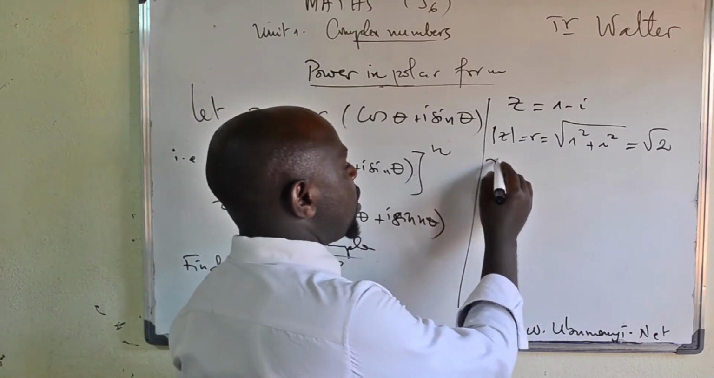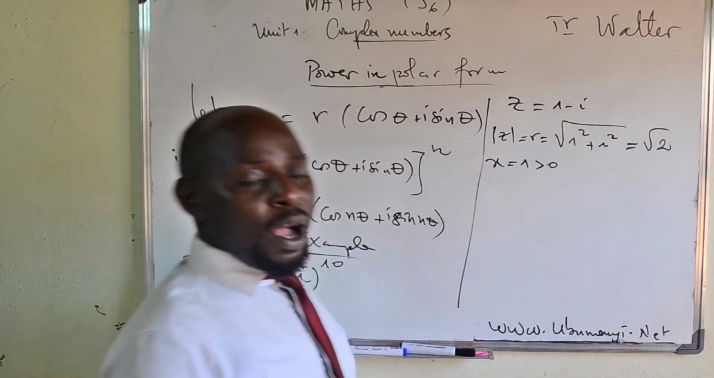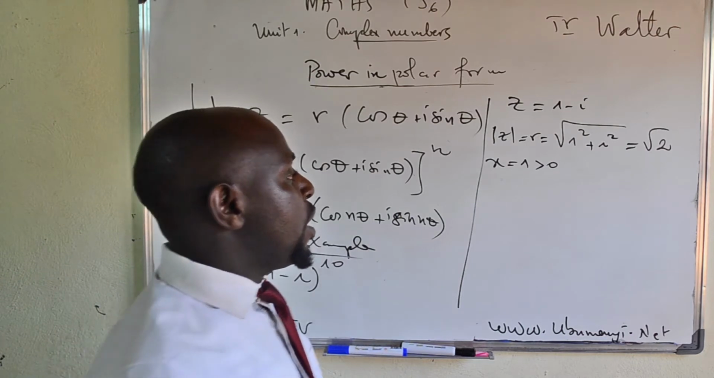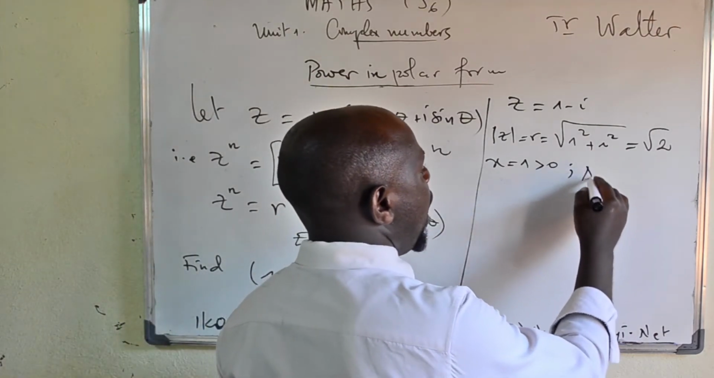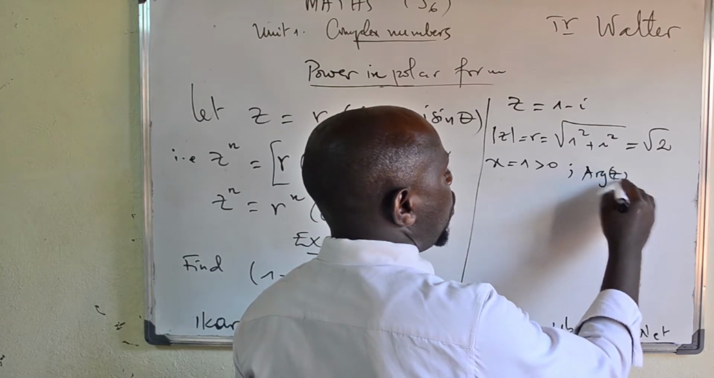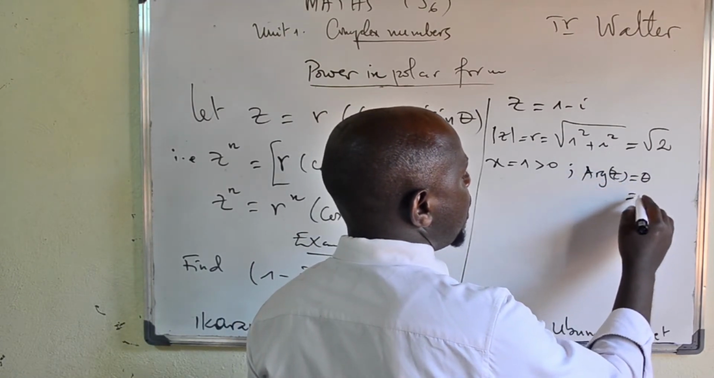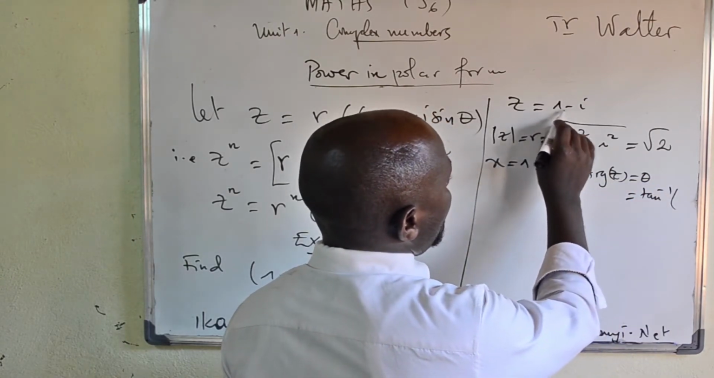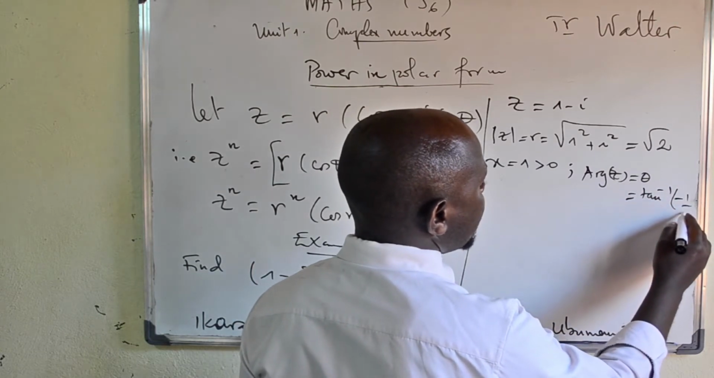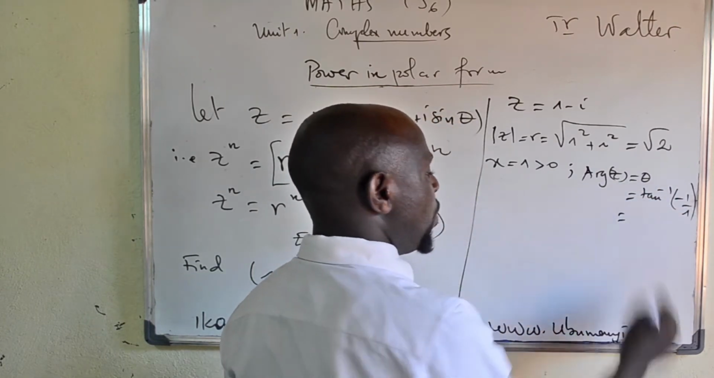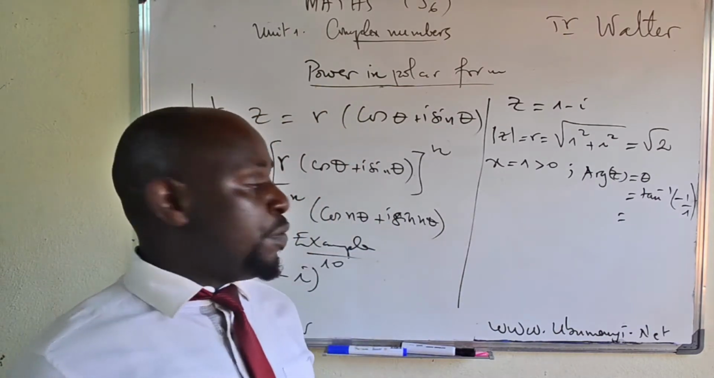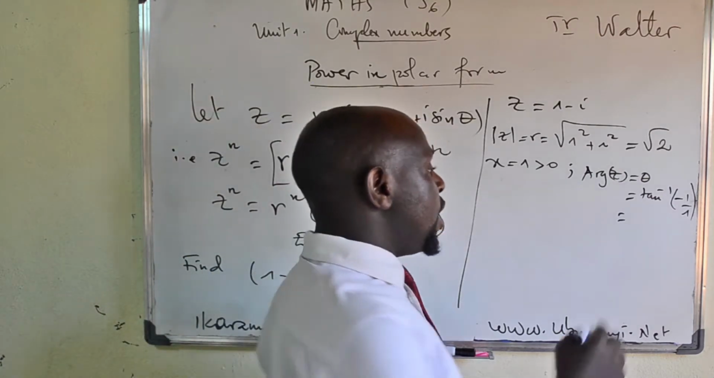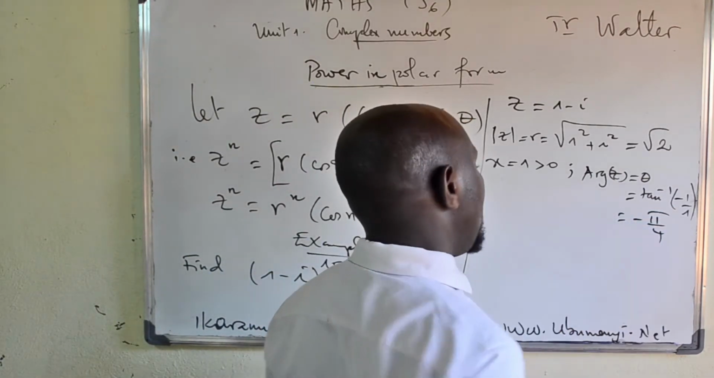We see that x equals 1, and this is positive. Now, if x is positive, we remember that we don't look for the condition for y, but we immediately say that the argument of z, the angle theta, is equal to tan inverse of y over x, which is negative 1 over 1. It's like they can ask you which angle has a tangent equal to negative 1, and that angle is none other than negative pi over 4, ladies and gentlemen.